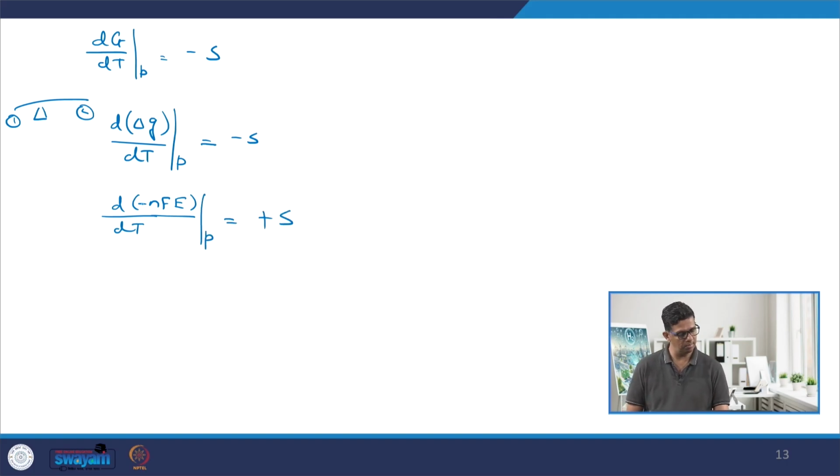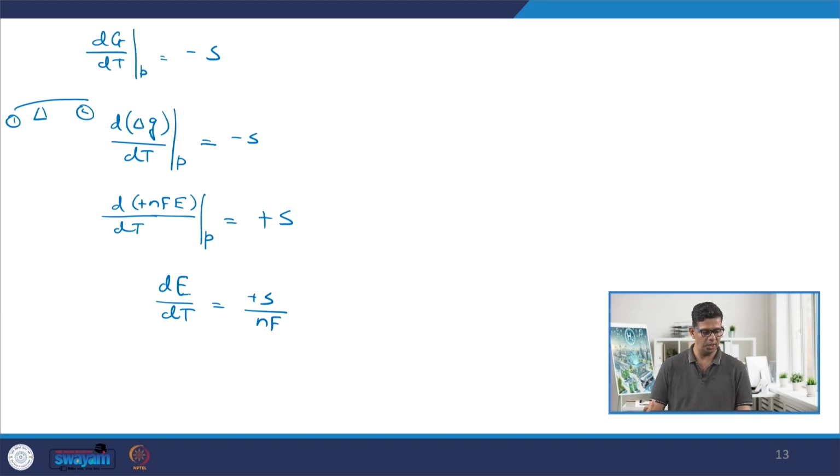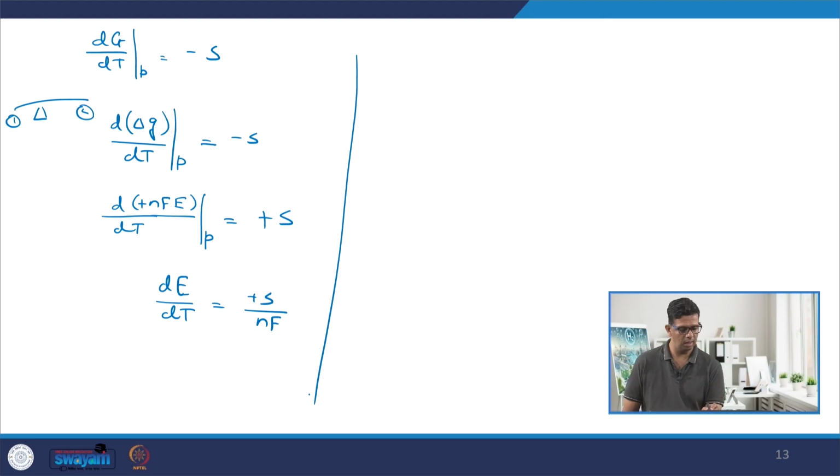So, minus becomes plus, and this n and F are constant for any given reaction, so they cannot be differentiated. They will be taken out, and we will divide the right hand side by nF. So, that gives us the expression dE by dT as plus s divided by nF. And now we want to see the change in this cell potential, the reversible cell potential. So, what is dE? dE is nothing but Et minus E naught. So, this is the change that we are observing.